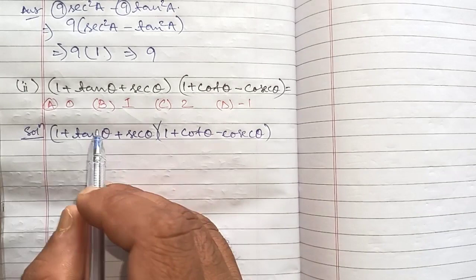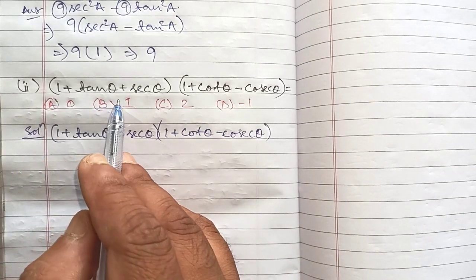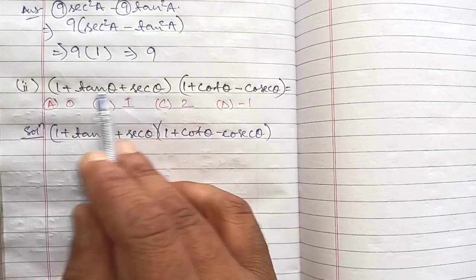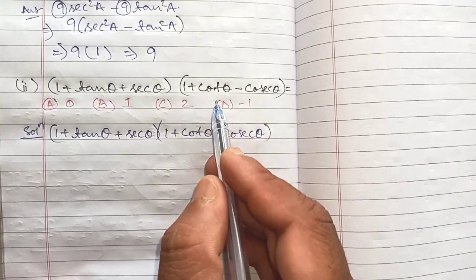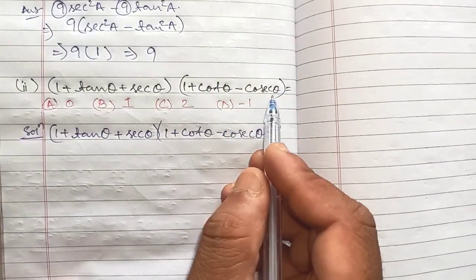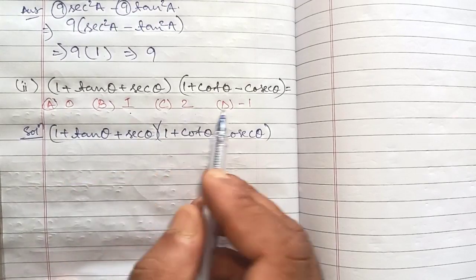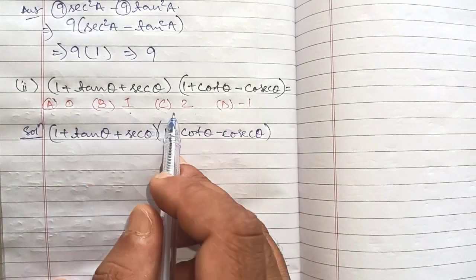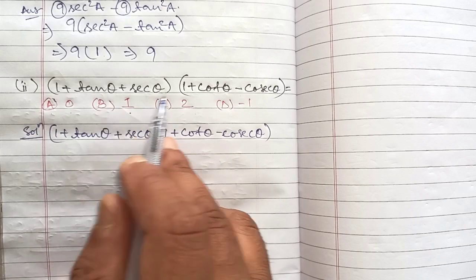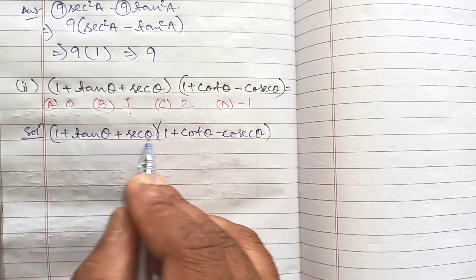Second bit. In the second bit, the question is given: 1 plus tan theta plus sec theta, everything inside a bracket, again 1 plus cot theta minus cosec theta inside a bracket, equals to. We have to find the correct answer. The 4 options are 0, 1, 2 and minus 1. Out of these 4, any one will be the correct option for this question. Okay, so I wrote the question once again.